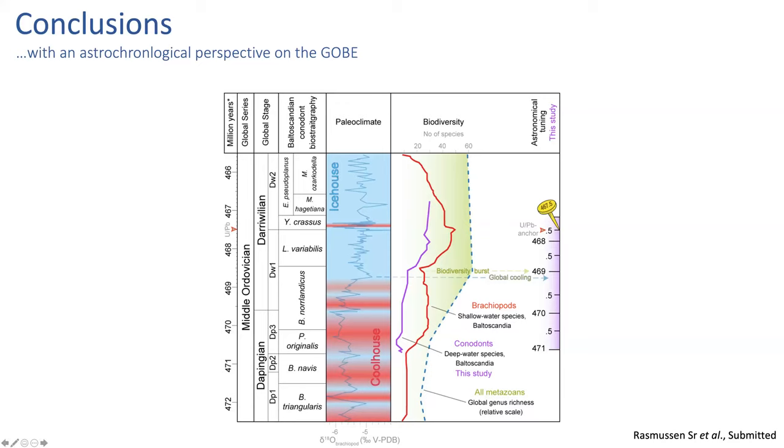So we see, for instance, that we come from a relatively warmer interval into the Pingian and into the lower Darwinian, where we suddenly get this change to cooling. And then slightly after that, basically only something like 200,000 years after, we see a rise in both brachiopods and conodonts. And this is really the onset of the GOBE on Baltica. But this is, as you see with this green curve, also where we see it globally. So this, to me at least, suggests that this idea of having an Earth state change at this point in time seems to be very feasible.